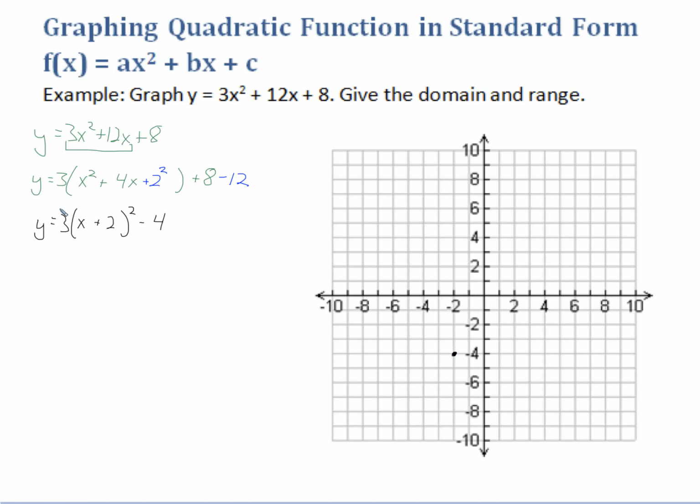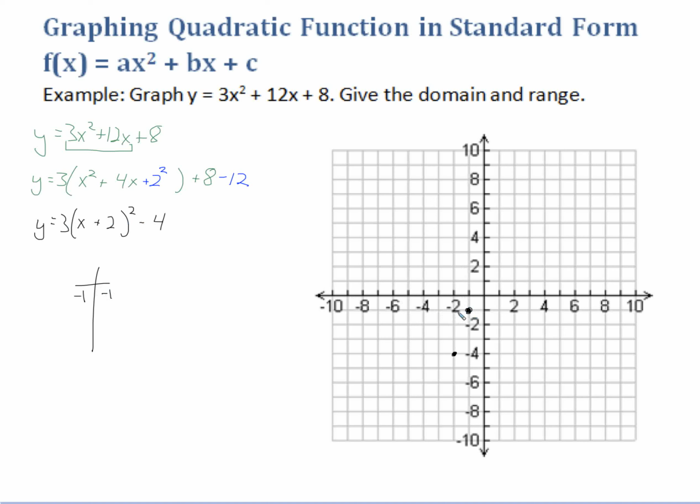This is going to be opening upward because it's positive, but it's going to be more steep. And so we can choose a couple points just to see where that's going to be, usually close to the x value of our vertex. So let's plug in -1. -1 plus 2 is 1. Squared is 1. Times 3 is 3. And then minus 4 is -1. So I'll have a point -1, -1.